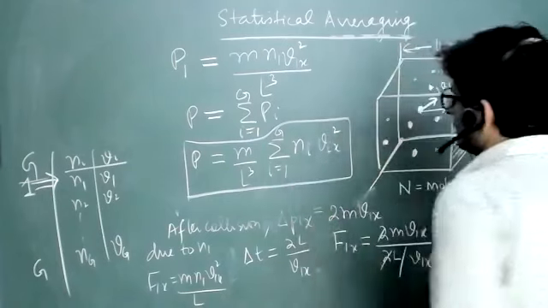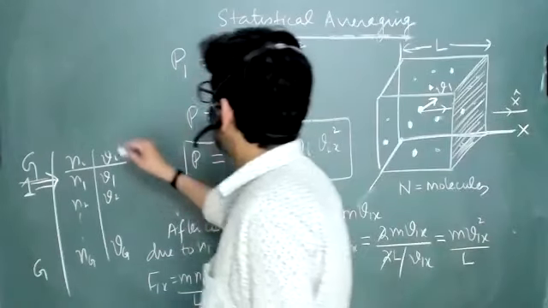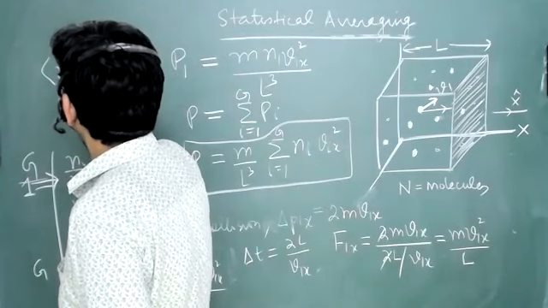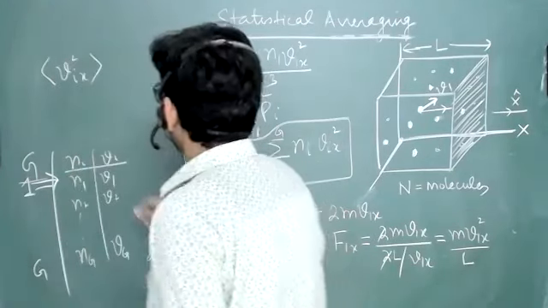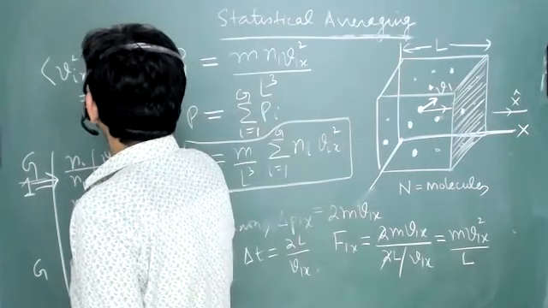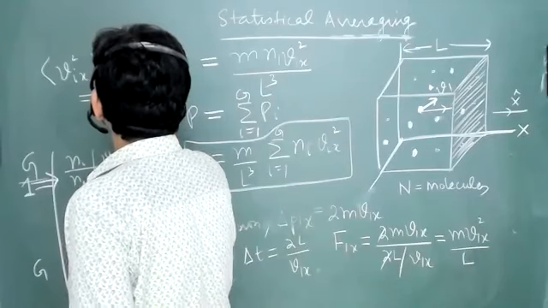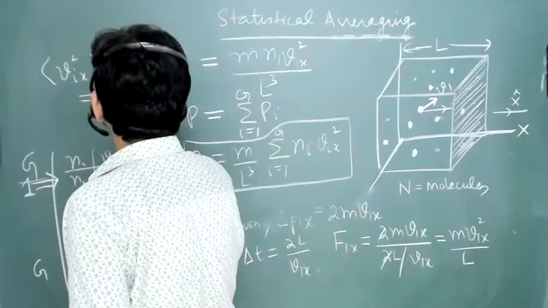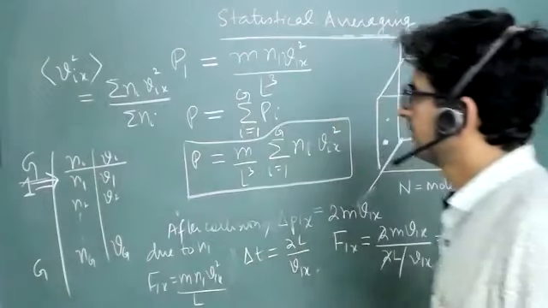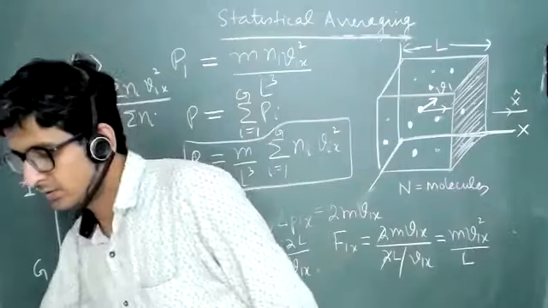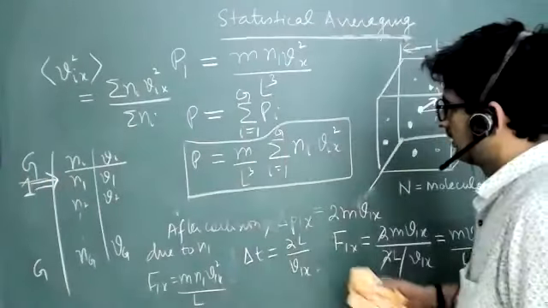Now, what about this? I have told you that if you want to calculate average of, say, Vix square, what you will do? You will write summation, can you tell me? Ni Vix square over summation Ni. Am I right? Yes, sir. i equal to 1 to G. Right? Yes, sir.